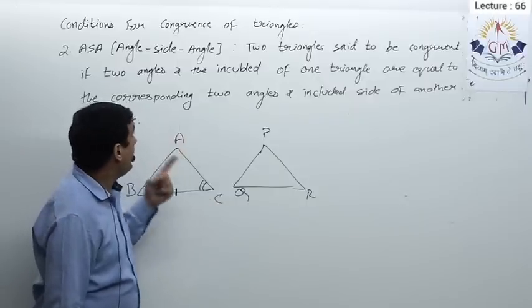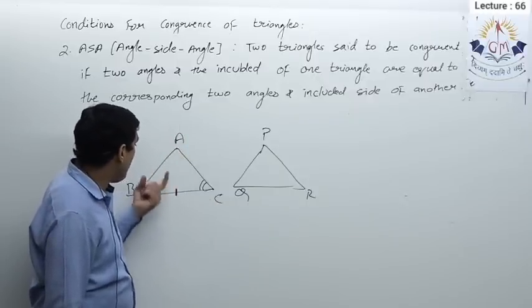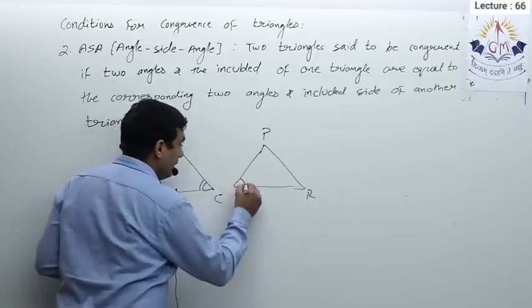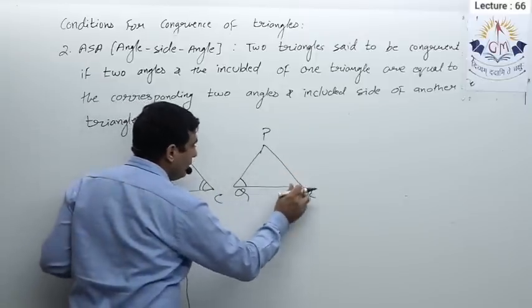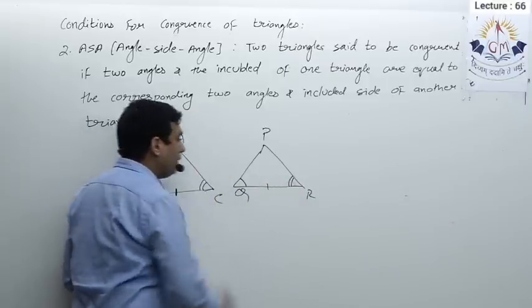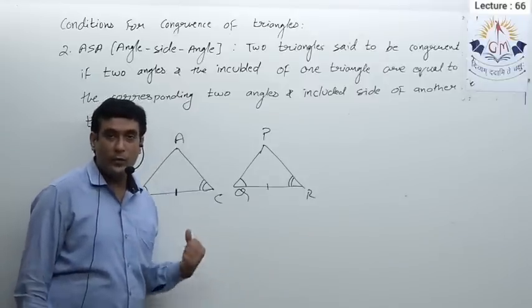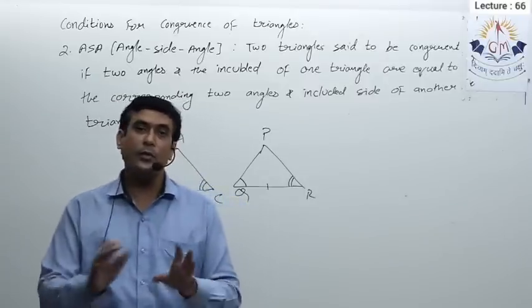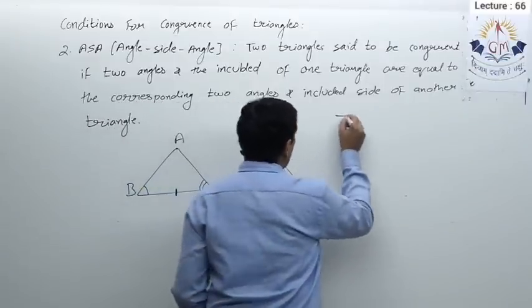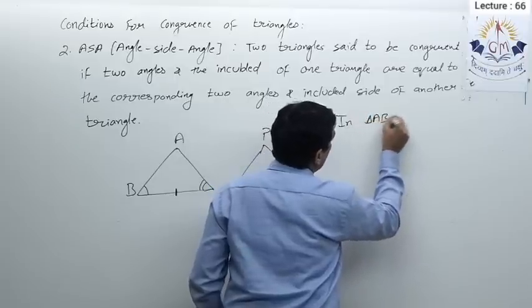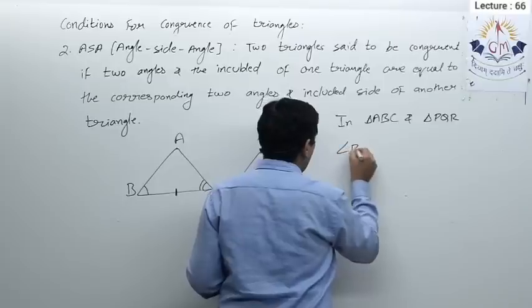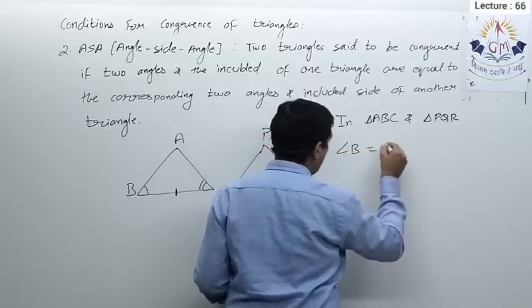So this theorem says two triangles will be congruent if two angles are equal. So here I am saying angle B is equal to angle Q and angle C is equal to angle R and BC equal to QR. If two angles are equal and the included side is equal, we can say triangles are congruent. So here I will write: in triangle ABC and triangle PQR, angle B is equal to angle Q.